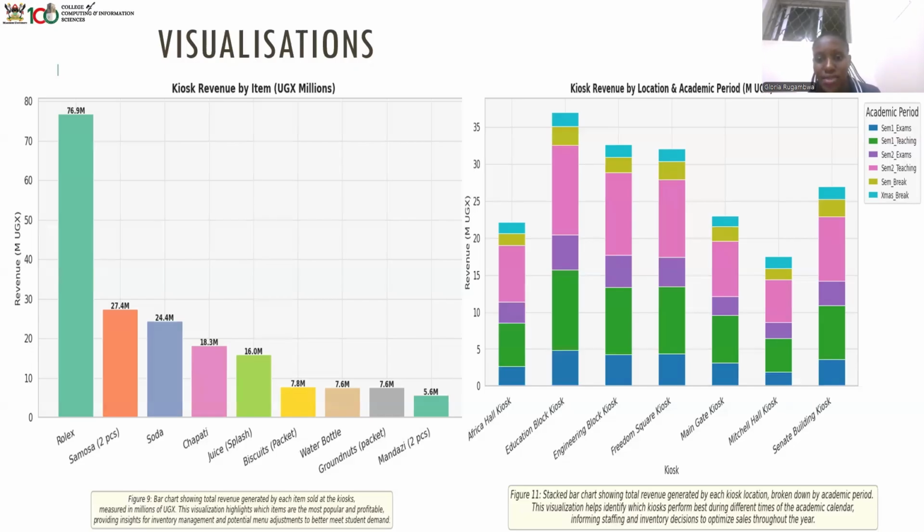And then the yellow shows the breaks: the break between the two semesters, and then the Christmas break. So this bar chart generally shows us how the different kiosks within the university are able to generate revenue based on the different time seasons.